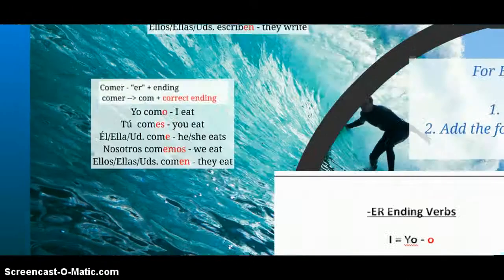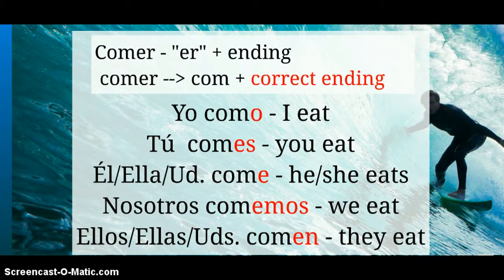Okay? Alright, so let's practice an ER ending. Now, you have comer, which is the infinitive. We know it's an infinitive because it ends in ER. So you remove the ER, you subtract ER, and you add the correct ending. Okay, so yo como is I eat. Tú comes, you eat. Él, ella, usted come, he or she eats. Nosotros comemos, we eat. And ellos, ellas, ustedes comen, they eat.